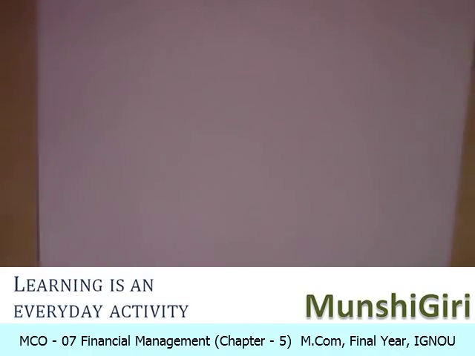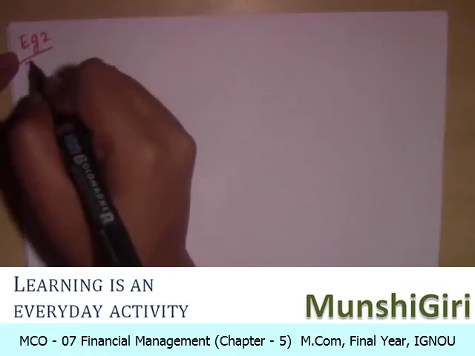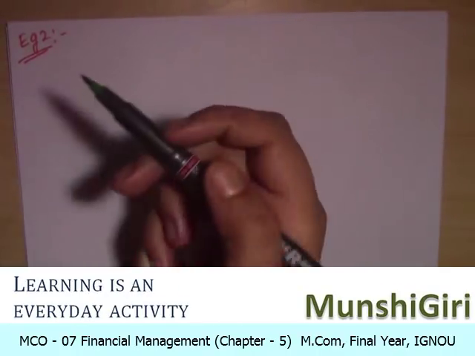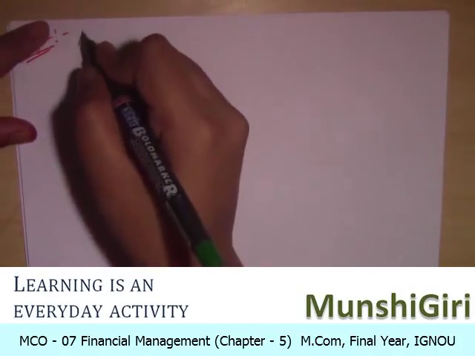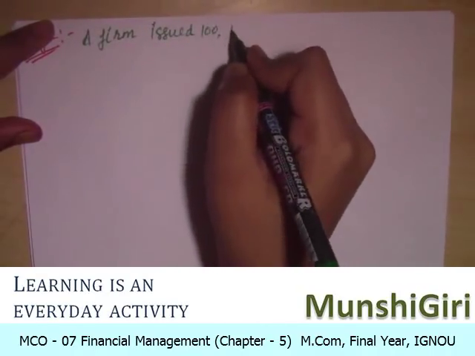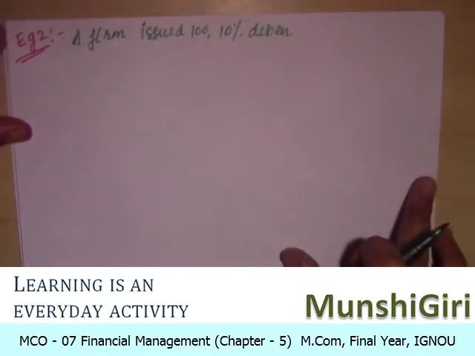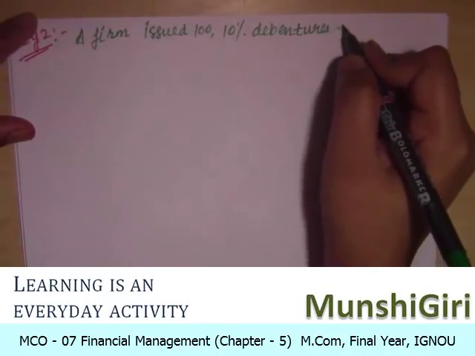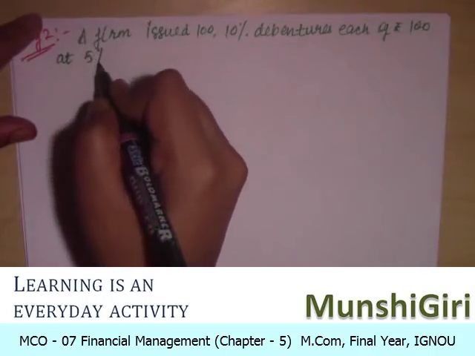So taking up another example, this was for irredeemable debt. Now we'll take up an example to cover the situation of redeemable debt. Second example that we are doing. A company issued 100 10% debentures, each of rupees 100 at 5% discount. Now this 10% is the rate of interest given.